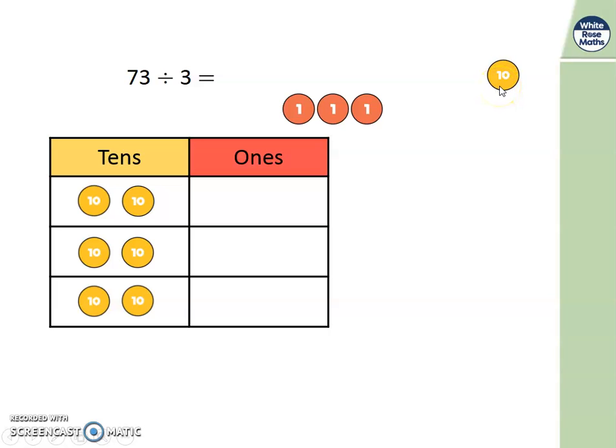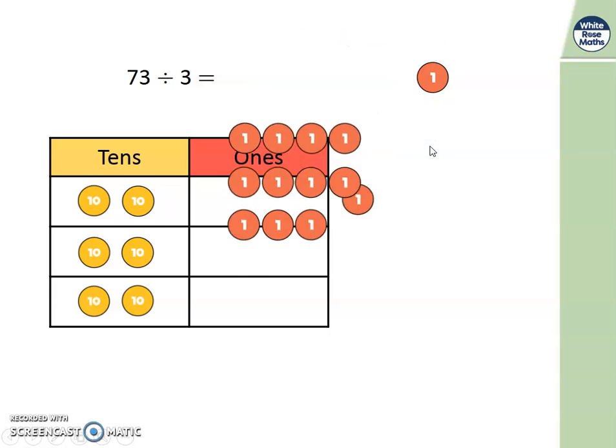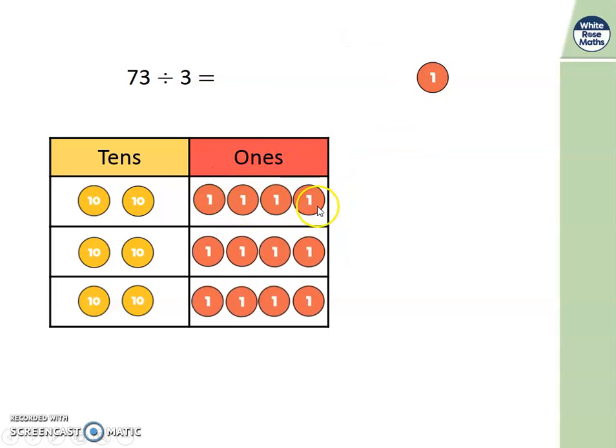We now need to exchange that for 10 ones. Let's do that. Here's our 10 ones and the 3 we already had. Now we need to share them equally. You should see that we can have 4 on each of the 3 rows. Now in each row we've got 10, 20, 21, 22, 23, 24. So therefore the answer is 24 on each row, and don't forget this one because that is our remainder.